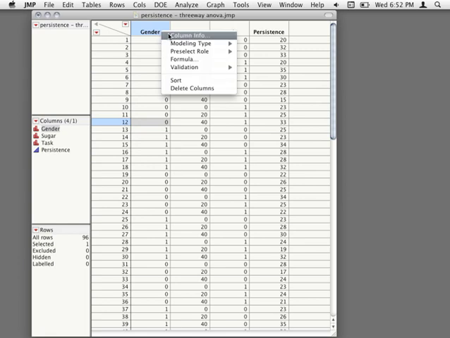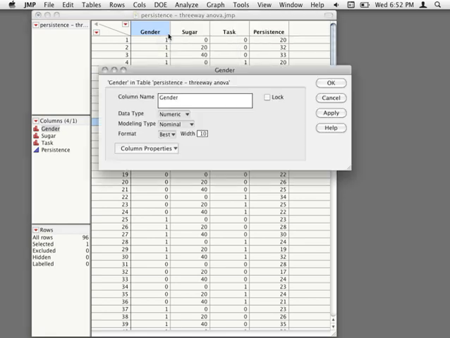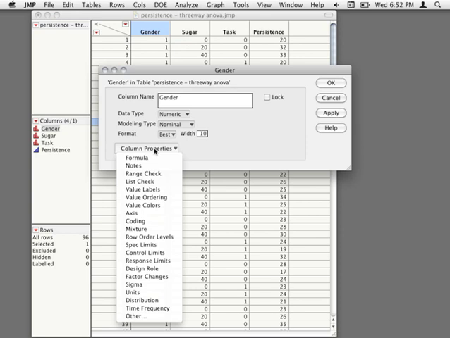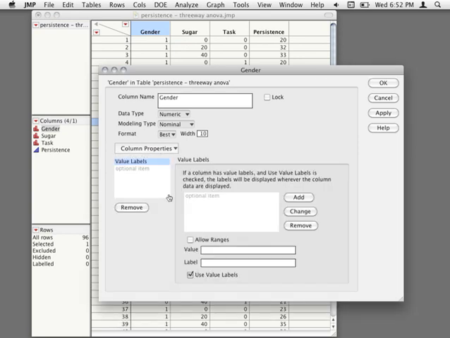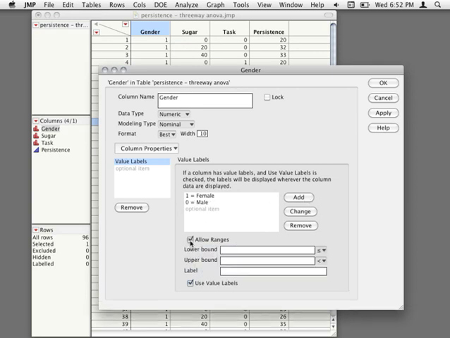The easiest way is to go into column info, so right-click, and under column properties, go to value labels. And what you can do, for whatever column you're in, so we're in gender here, is put in a 1 and say, call that female for me, and 0, call that male. And notice that you can click ranges, so you can actually have a range be denoted something.